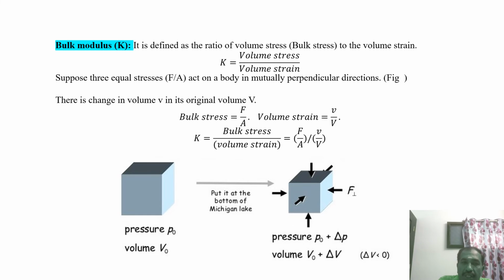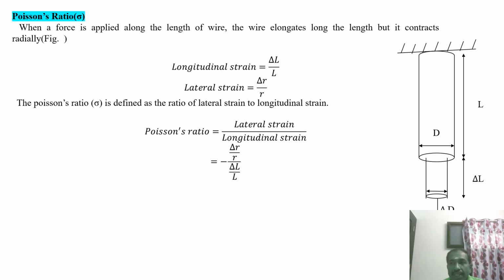Another one is called Poisson's ratio. For Poisson's ratio we do not concentrate on the stress of the body, but on the strain happening inside the body. Consider a wire of length L, and a force F or W is applied as a force on that wire.